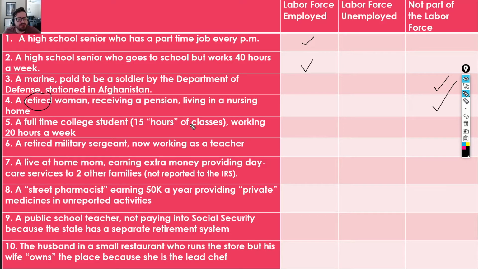A full-time college student also working 20 hours a week. That person is employed. They count. They're working part-time just like the senior. Retired military sergeant now working as a teacher. They're military, means they should be out, but they're retired from the military. Does that mean they're back in? No. They are retired. Even if you go back to work after retiring, you are out of the labor force.